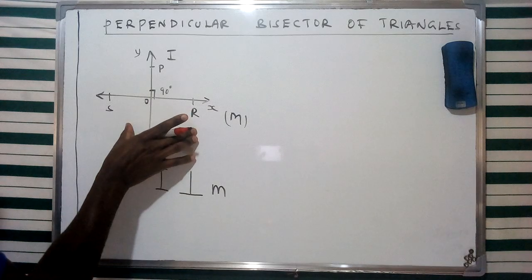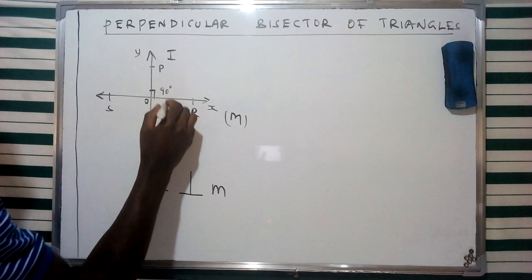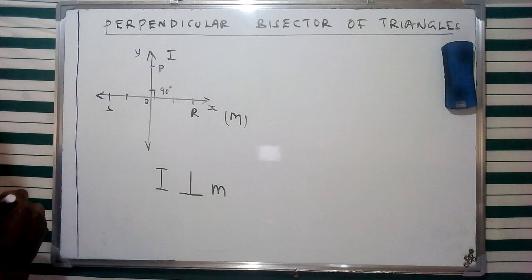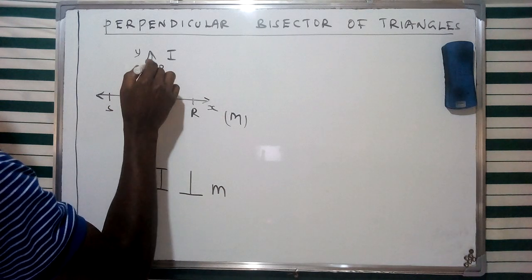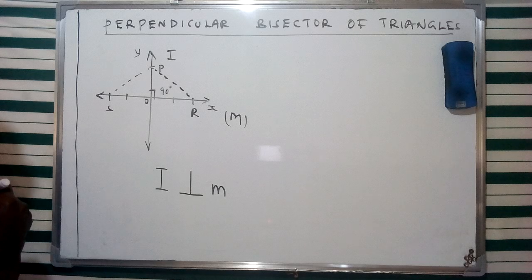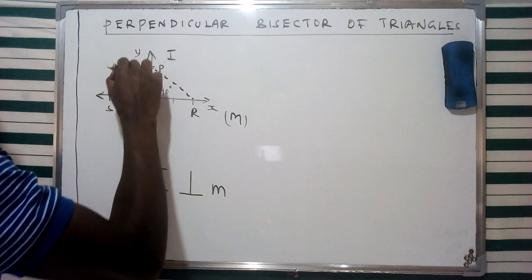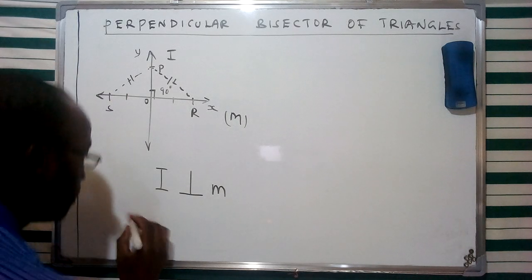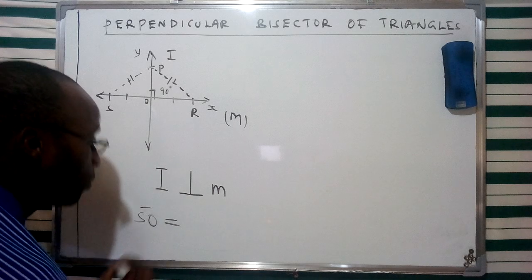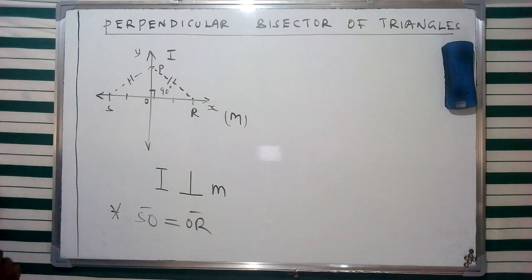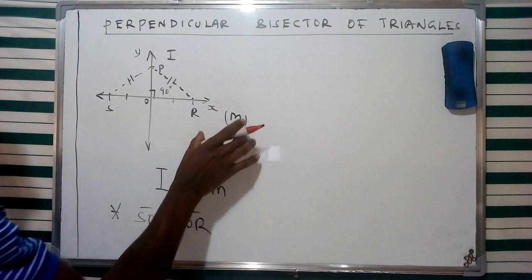In this particular case, we can describe the two segments OR and OS as equal. And from this case as well, we say that for a perpendicular bisector of line M, the segment OS is going to be equivalent in length to OR, and that is going to form one of the characteristics of perpendiculars. This is SO, a segment, equivalent to OR. So this is one of the characteristics of this perpendicular bisector I that is bisecting M.